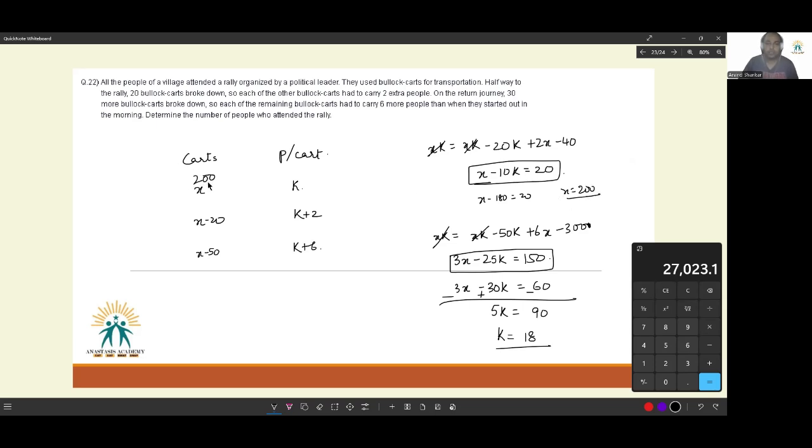Initially, 200 carts were there, and per cart there were supposed to be 18 people. Then when 180 carts were left, 20 people per cart seems fine. When 150 carts were left, 24 people per cart, absolutely fine. In either case, total number of people who attended the rally will of course be 3600. Whether you take 200 into 18 or 180 into 20 or 150 into 24, in either case, you will reach 3600. And that is the entirety of this week's video.